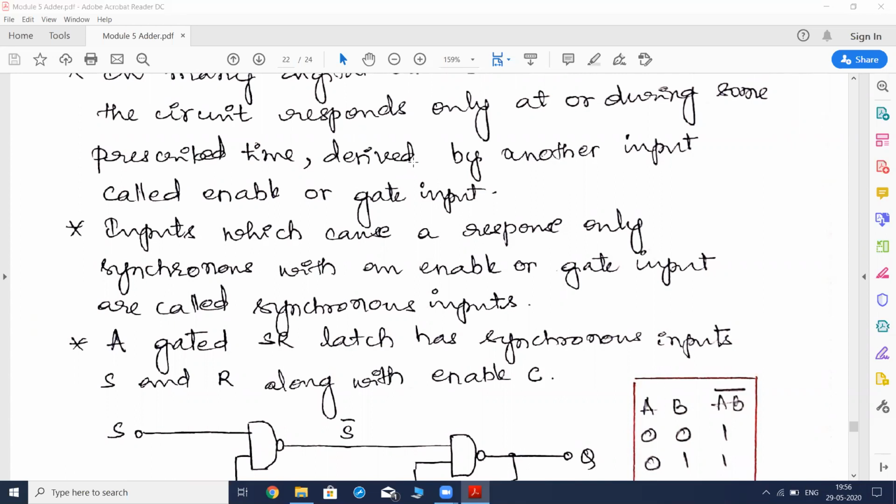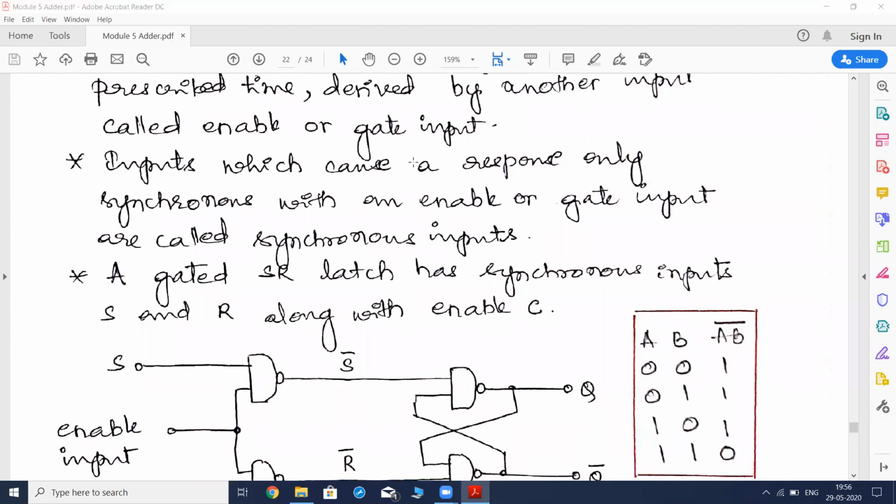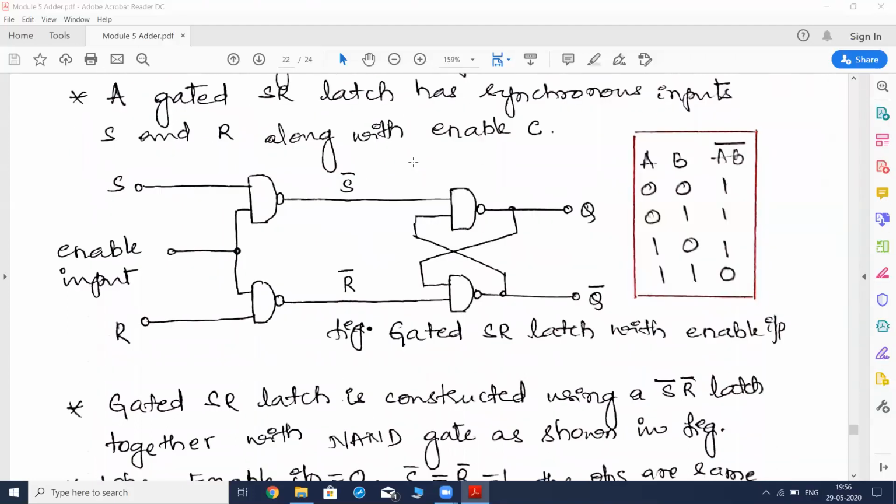Now the gated SR latch will have synchronous inputs. These synchronous inputs are called S and R, along with the enable signal. So this is the gated SR latch, with an enable input. It is constructed using the S bar R bar latch. This is the reason we discussed the S bar R bar latch in the last session, which will become very important.